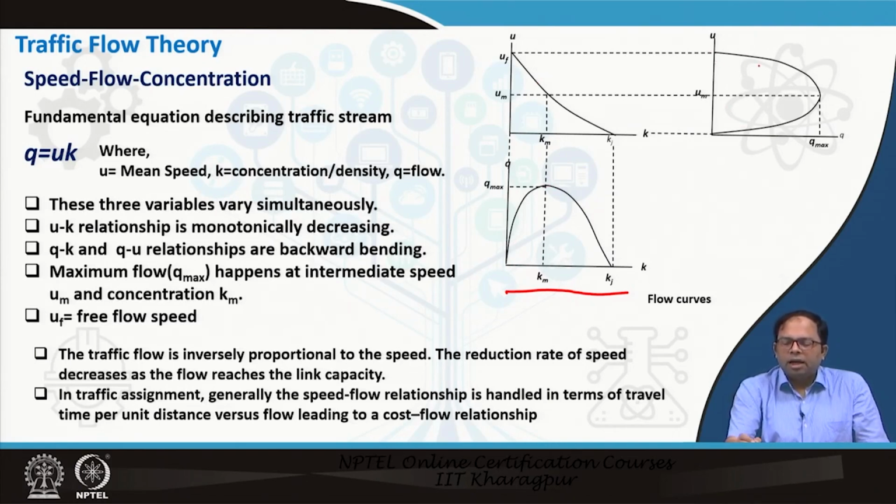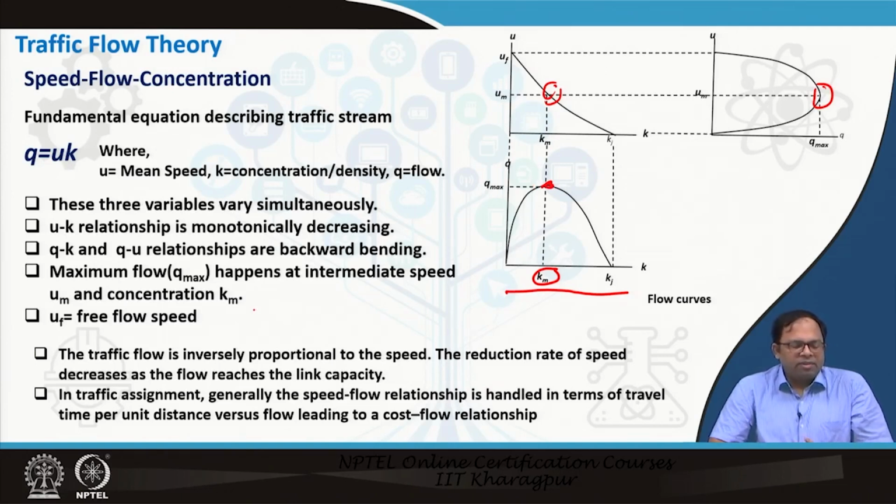You can see that at this part is Q max. This is the point beyond which speed doesn't decrease further. This is the maximum point, and you can see this UM is at maximum flow Q max. This is where the maximum flow happens, at the speed of UM, and this Km is the concentration, which has also reached its highest point. So maximum flow Q max happens at intermediate speed UM and concentration Km, and UF is the free flow speed.